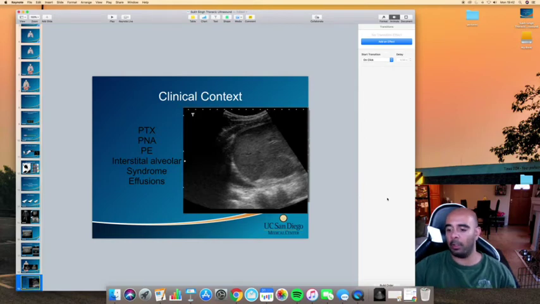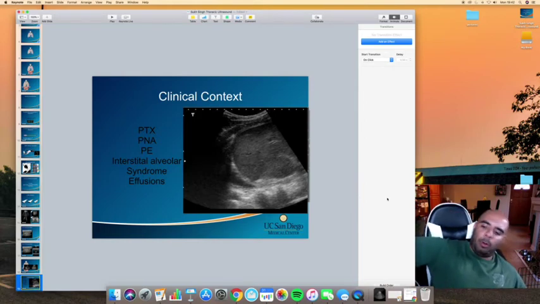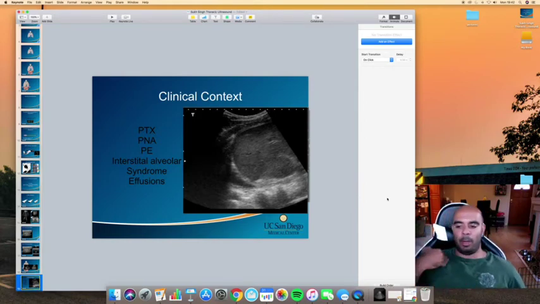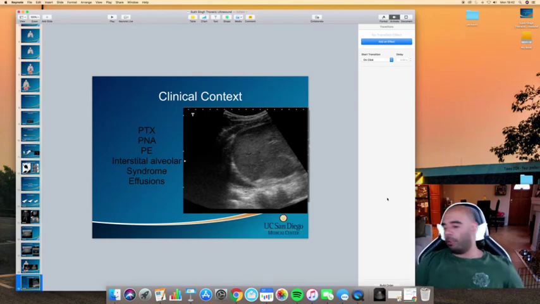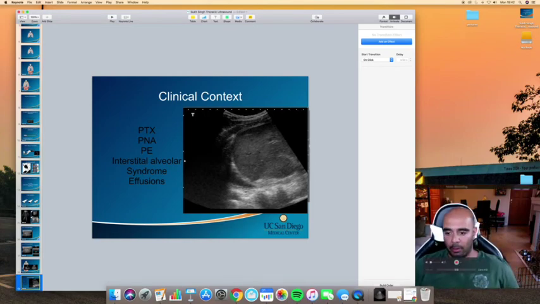Real simple, just up here, right upper quadrant, left side. Remember, when you're up here, you're sliding down, and then the left upper quadrant. And that's it for lung ultrasound.